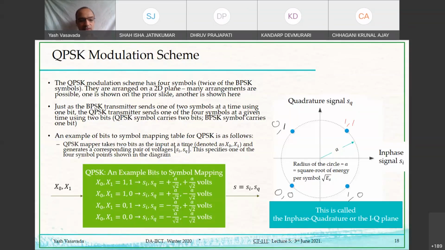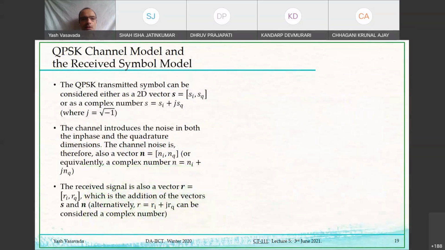So the complex number corresponding to this is always SI plus J times SQ. This is the complex valued symbol. So that is what I have written here, that you can alternatively think of it as a 2-dimensional vector, SI, SQ, or as a single complex number, SI plus J SQ. So that is what the transmitter does for QPSK.